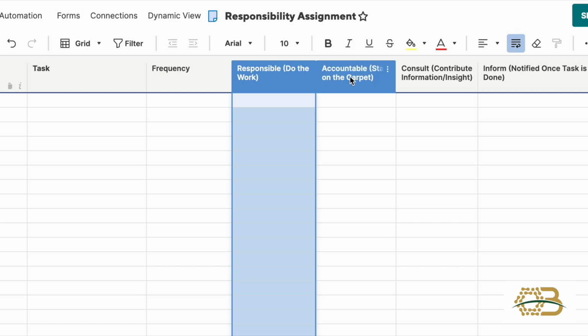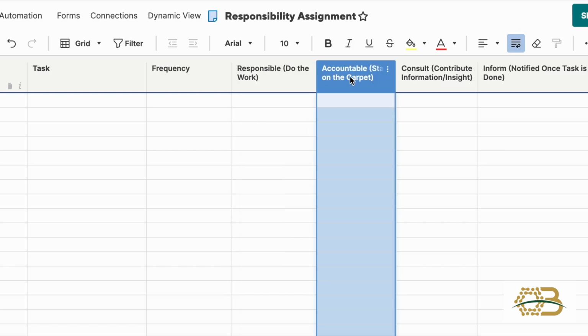If you look at the accountable column, that says who's going to stand on the carpet about the quality of the work, the fact that the work got done, or the fact that the work did not get done. That's always going to be equal to one. Only one person can be accountable. So in that same scenario, think about the manager of the fast food restaurant.